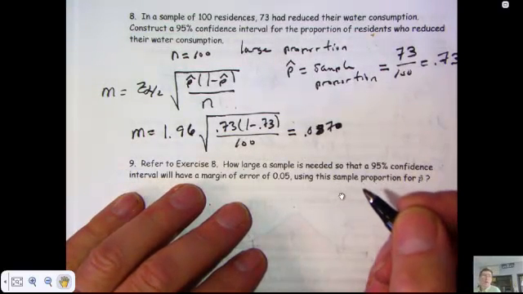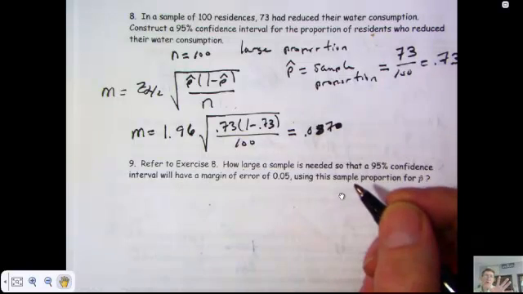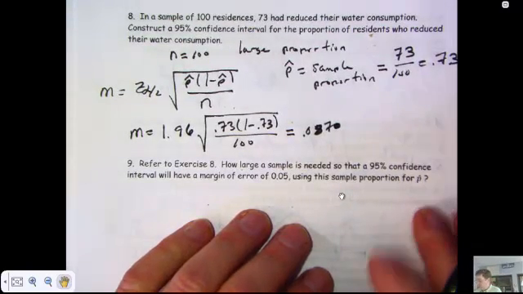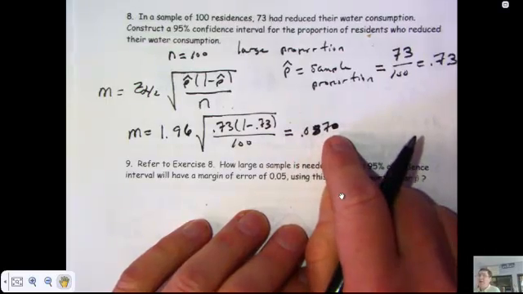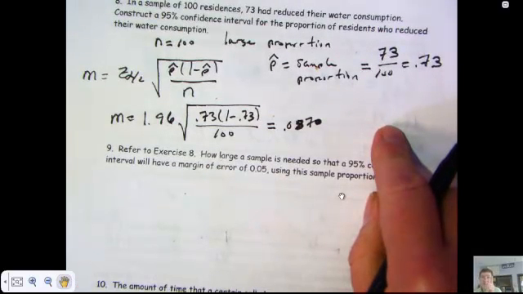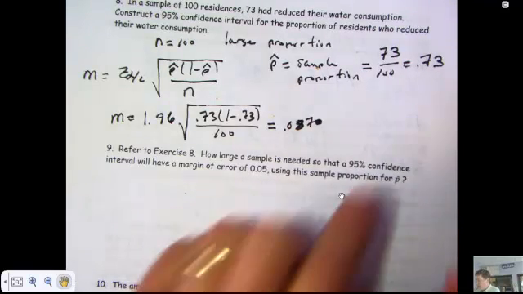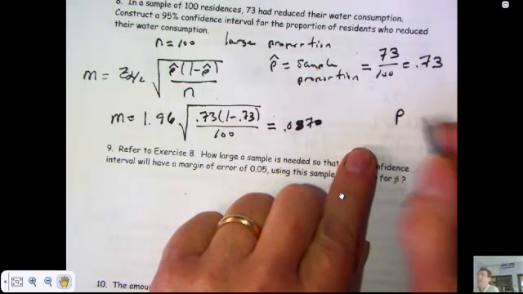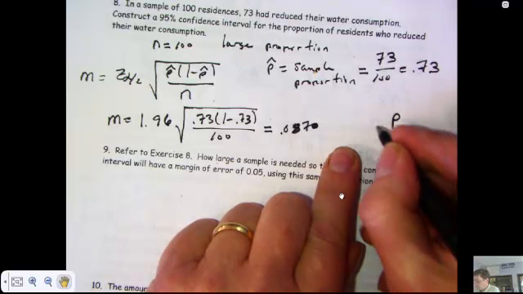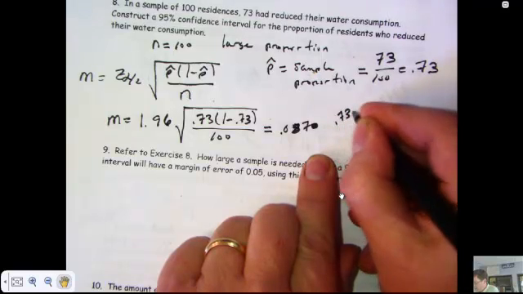Now, this is not the answer, is it? No, this is just my margin of error. I've got to find the range of values. When I find the range of values, what variable goes in the middle? This time it's p, right? It's a proportion. Is it p or p hat? It's p, because p stands for the population proportion. So you subtract from p hat, which is 0.73, the 0.0870.